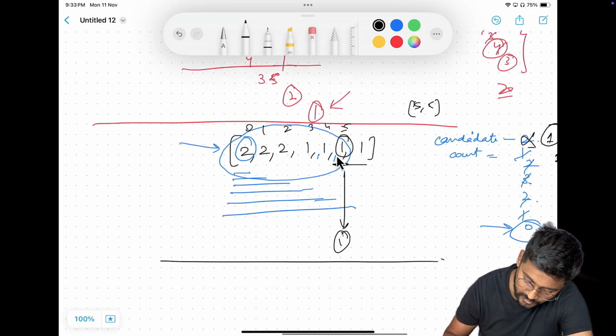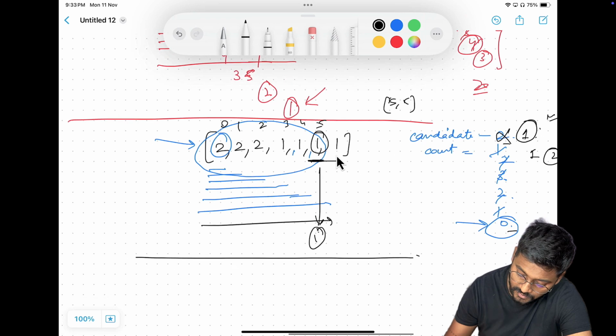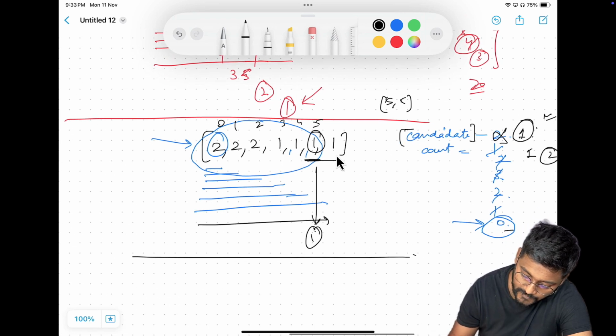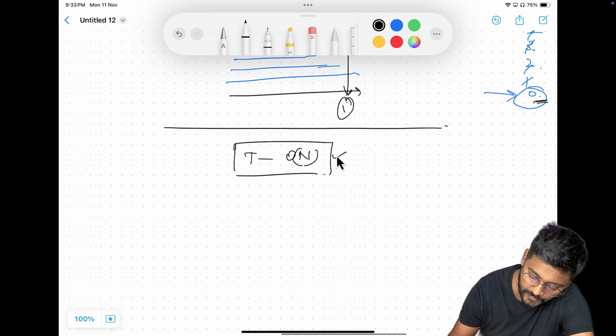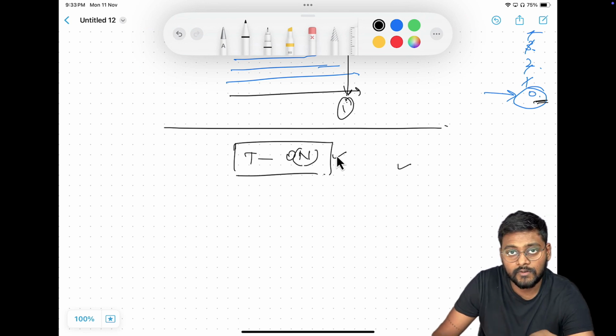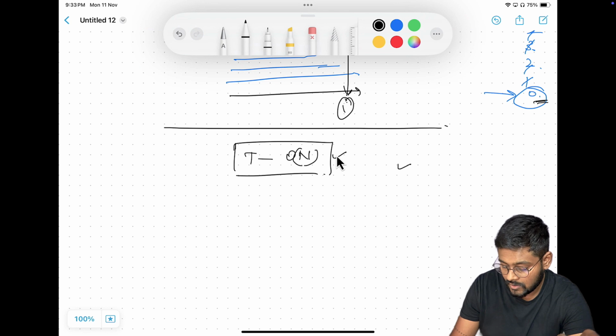Okay, so here how much time did we take? We just captured the candidate initially, and then whenever the count is becoming 0, I am updating the candidate. So this iteration is going to take order of n time. But in our problem, we were given that there definitely is going to be an answer. So we don't have the need to check whether the candidate is actually the majority element.